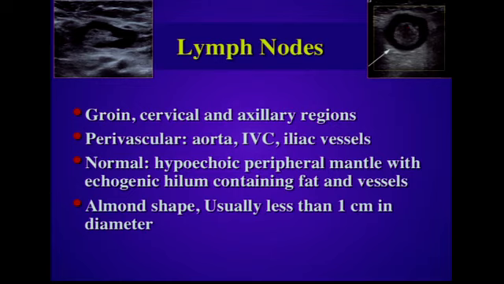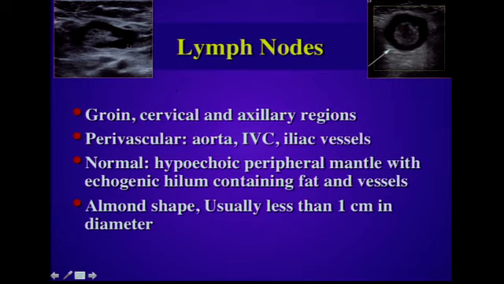We typically describe a normal lymph node as having an almond shape with a hypoechoic peripheral mantle. Here you could see on the longitudinal view of the lymph node, we have a hypoechoic periphery, and then we'll see an echogenic hilum, usually containing fat and blood vessels. The normal lymph node is usually less than 1 centimeter in diameter.